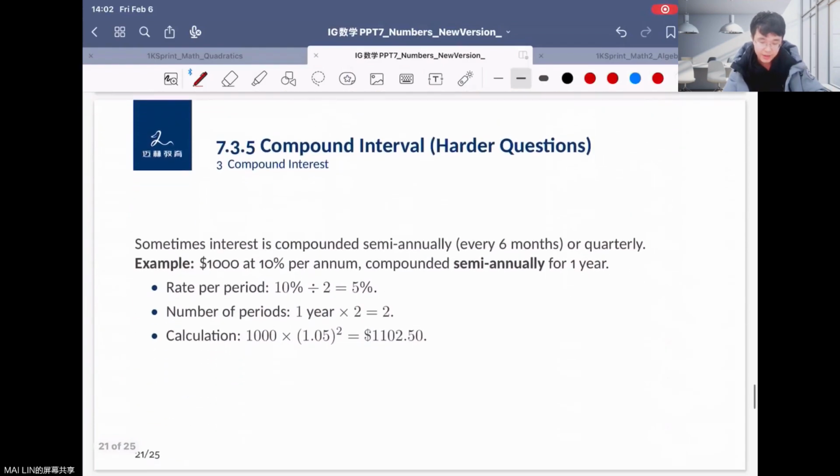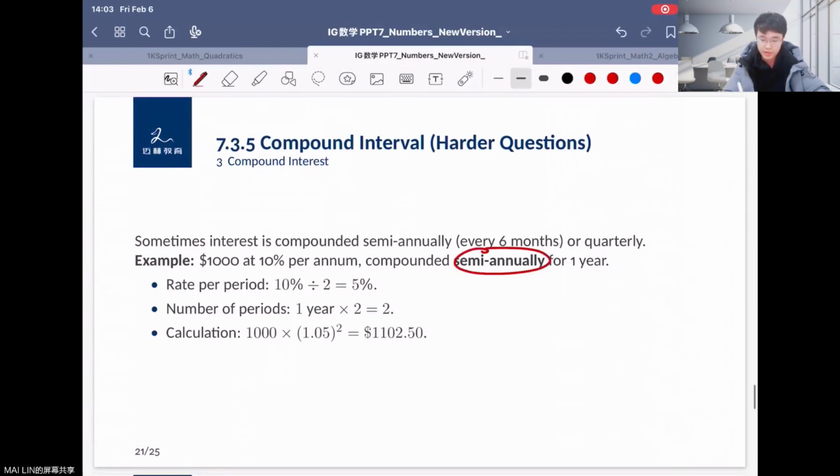Okay. And here's some compound interest. Let's set $1,000 at 10% per annum, compounded semi-annually for a year, right? We know that per annum is 10%, so per period is 10% over two, because it's semi-annual, so it's 5%. Here we have two periods because it's for a year. So you can calculate 1,000 times 1.05 squared equals 1,100.5.